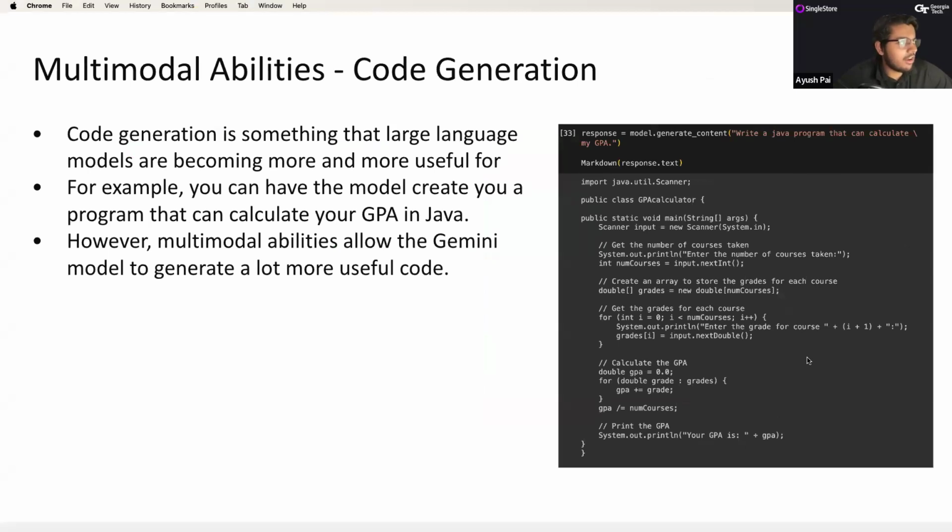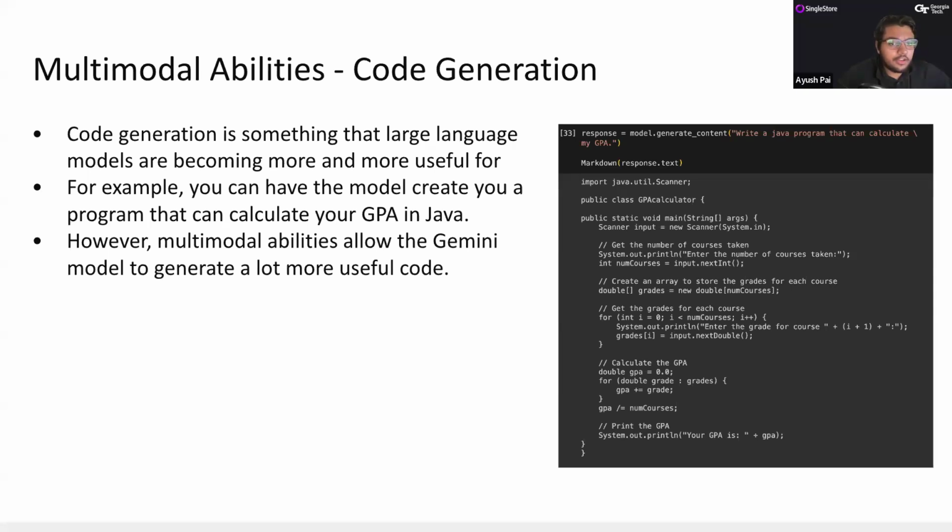Here we have code generation, which is another really great thing about all of these models, Gemini, OpenAI. Code generation is something that large language models are becoming more and more useful for. In this case, we just put in the prompt, write a Java program to calculate your GPA. And that's how that goes.